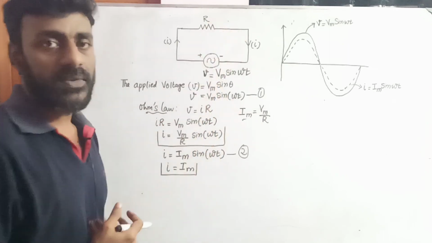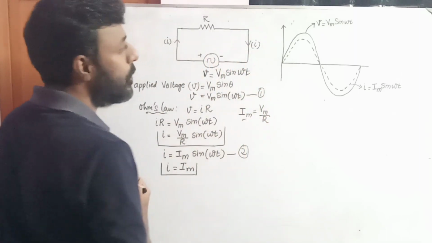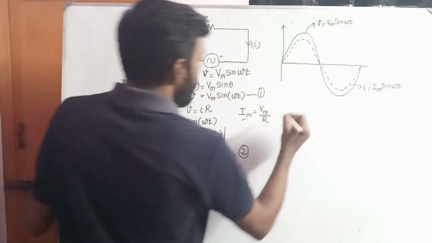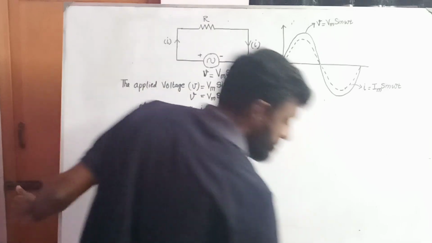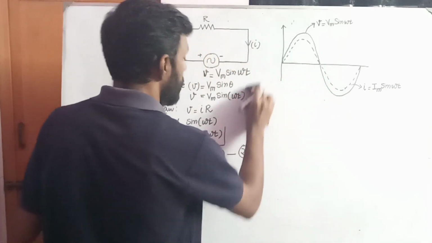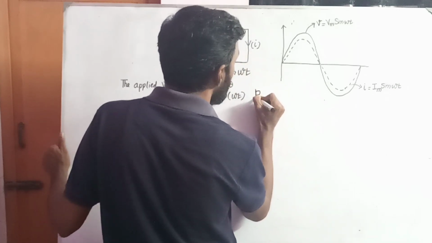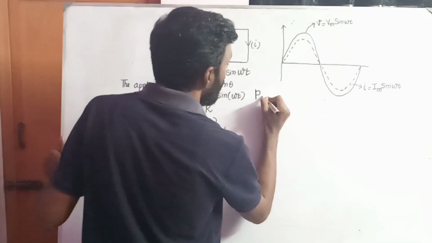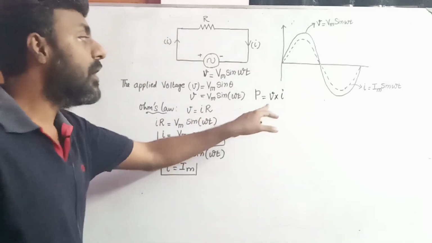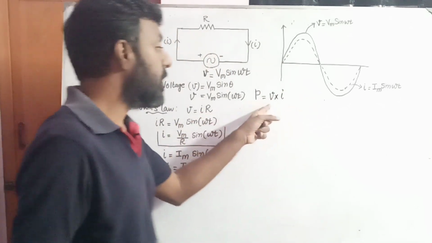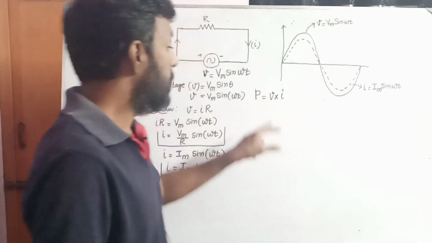that is being developed in this circuit. So what is power actually? For finding the power, we know that power is equal to voltage into current. I'm taking small letter v and small letter i. The product of voltage into current is nothing but power. Power is equal to voltage into current.